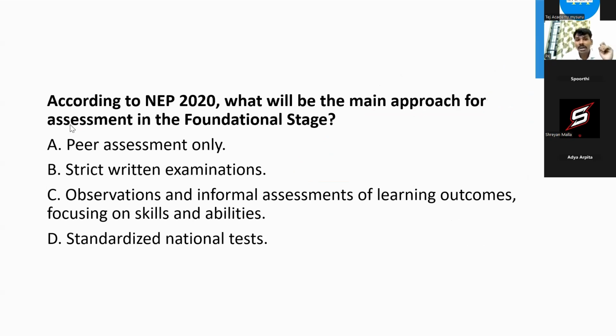According to NEP 2020, what will be the main approach for assessment in foundation stage? Option A, peer assessment only. Option B, strict written examinations. Option C, observation and informal assessment of learning outcomes focusing on skills and abilities. Option D, standardized national tests. Put in your answers in the group.